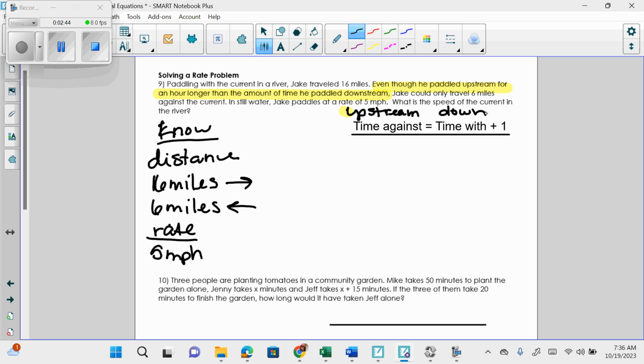So we can actually come up with an equation from that information. I know the time upstream is the time downstream plus 1 because the amount of time spent upstream was 1 hour longer than downstream. So now I need to figure out how to get the information I know, the distances, and what I don't know, the rate of the current or the speed, into an equation.